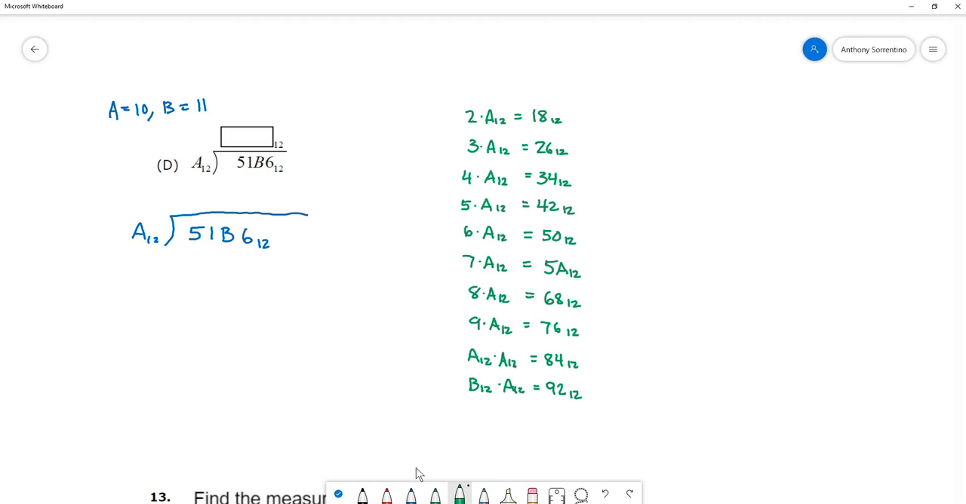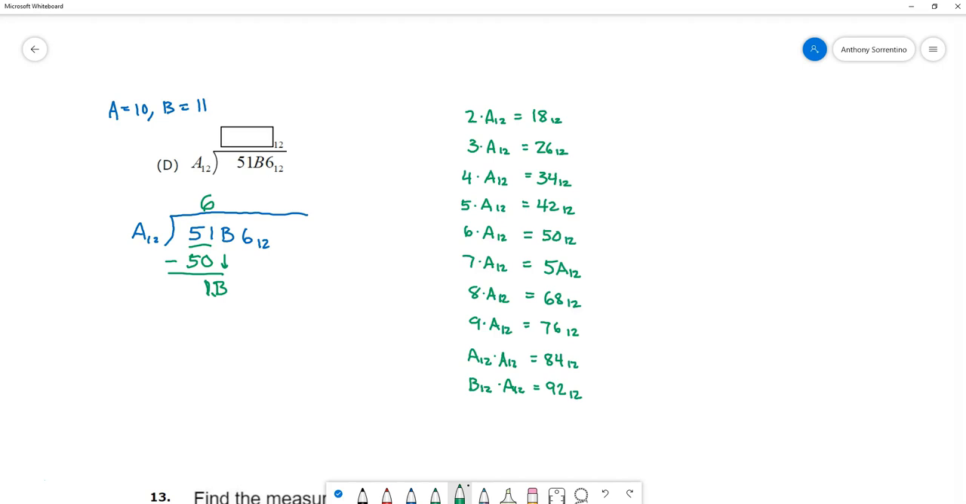And so as I look at this, obviously A is too big to go into 5 alone. So I'll go look at 51. 6 times A in base 12 is 50, so I can start with that and say 6 times A in base 12 is going to give me 50. Subtract, I get 1. Bring down the next one, B, base 12. Now as I look at this, you have to be aware that B represents an 11. So this is basically a 1 in this position and 11 in this position. So I say 1 in the 12's position, 11 in the units position.